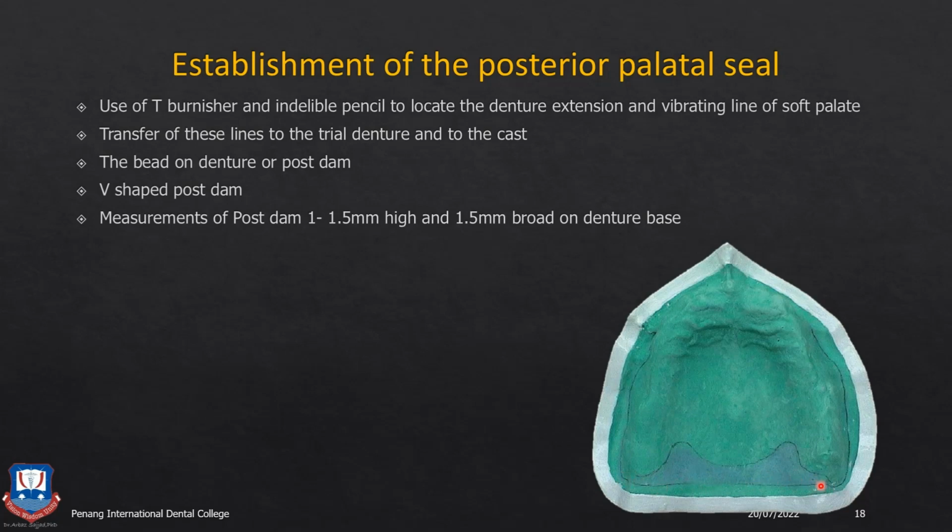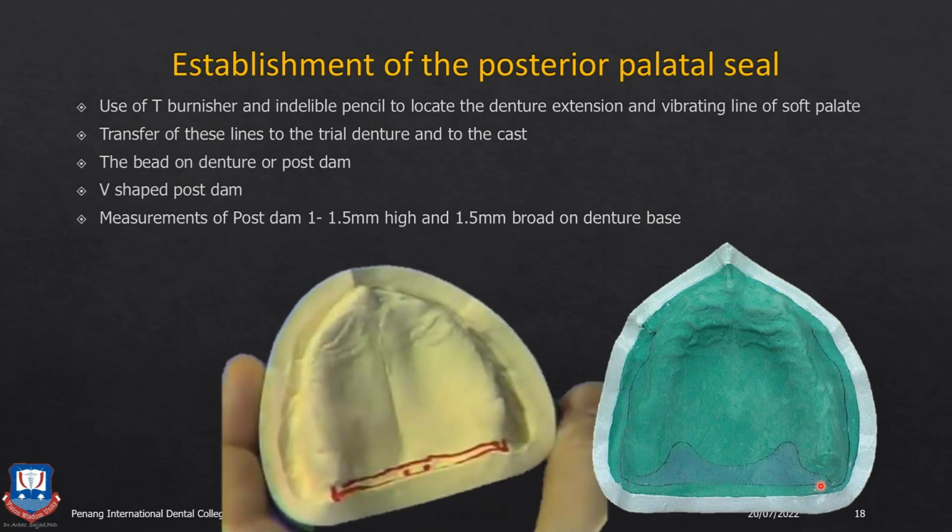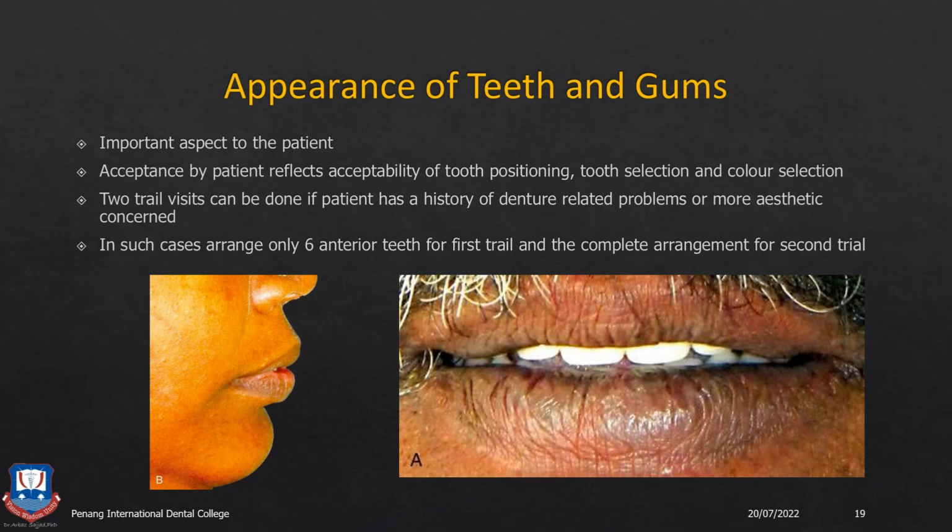Or we can simply create a post-dam seal by creating a simple groove in the post-dam area. This groove will be filled by acrylic on the internal surface of the denture. It will provide a positive pressure in the posterior palatal seal area and give a peripheral seal to your denture. This will improve the retention of the denture, or in some cases when the retention is not there, it will provide retention. So this is an important thing to check and to be incorporated in the final denture before the acrylization.